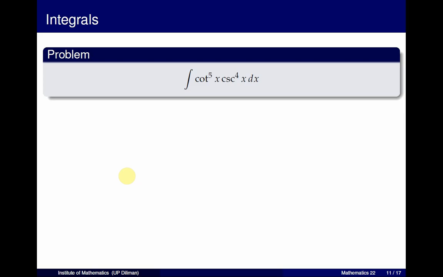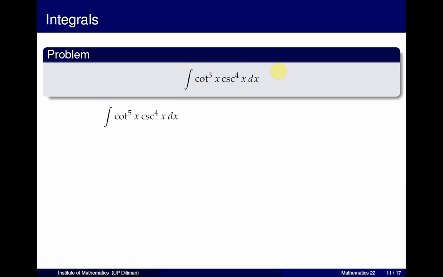Either you split off a factor of cotangent x cosecant x, or you split off a factor of cosecant squared x. The splitting of a factor of cotangent x cosecant x comes from this odd power of cotangent. The splitting of cosecant squared x comes from this even power of cosecant. So for this problem, let's just do the former, or splitting of a factor of cotangent x cosecant x.